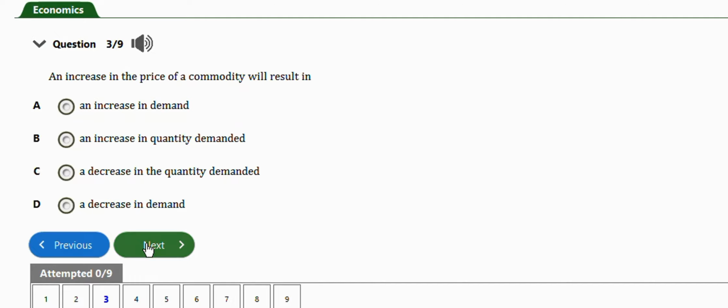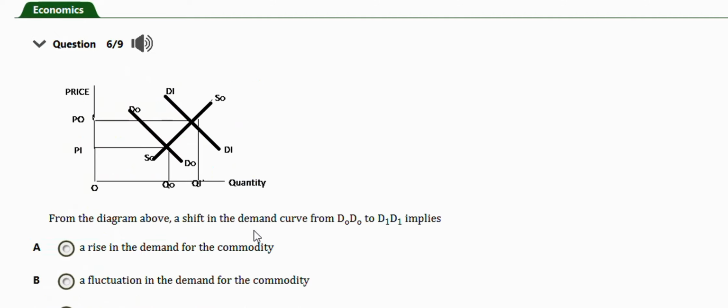Next question: from the diagram above, a shift in the demand curve from D0 to D1 implies a rise in the demand for the commodity, a fluctuation in the demand for the commodity, a fall in the demand for the commodity, or an equilibrium in the demand for the commodity. The right answer is option A. It implies there is a rise in the demand for the commodity. Very important.